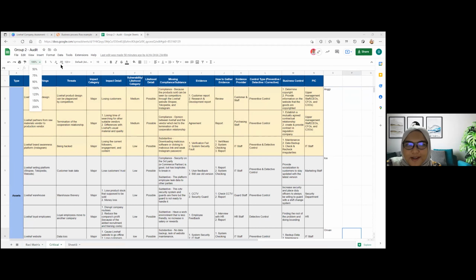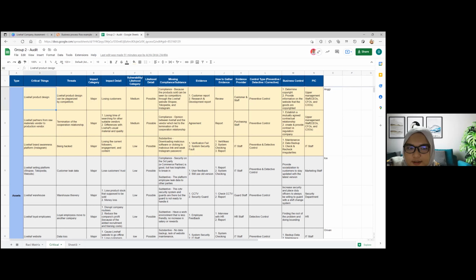Okay, now we will explain about a business process continuity plan. Now we can see on this table, here is the business process continuity plan. And first, I will explain the asset type.